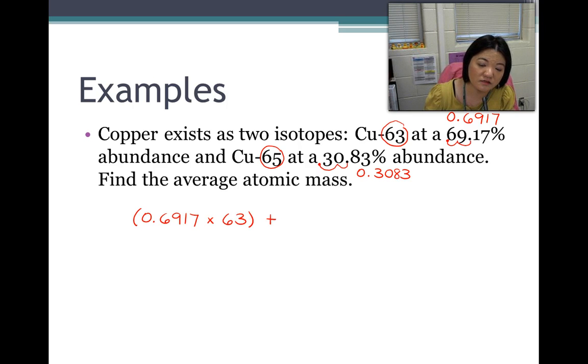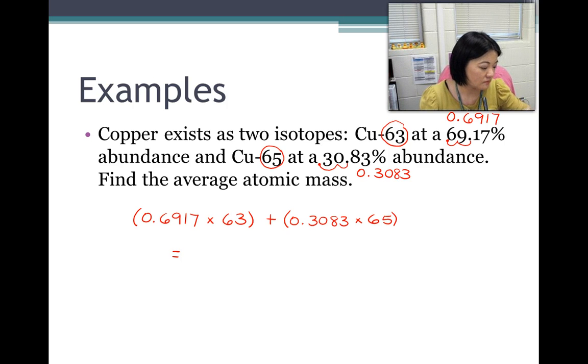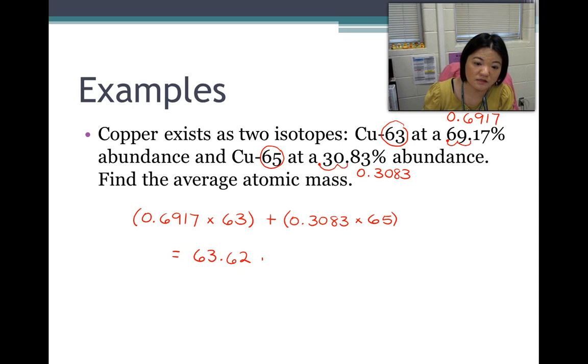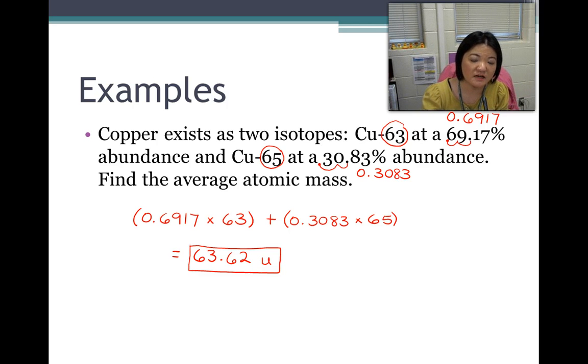And we're going to add this to the second one. Okay, the percent, 0.3083, times the mass, which is 65. Okay, and you're going to punch this into your calculator. Go ahead and do that. And you should get 63.62, and the unit is U, or AMU, okay? Alright, so that is the average atomic mass of copper based on this information.